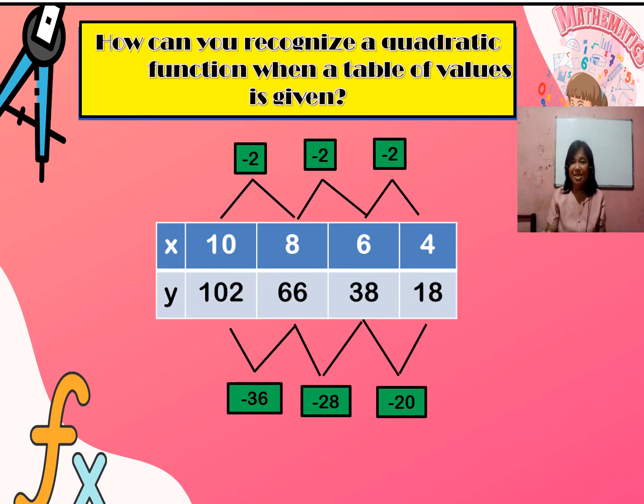Now, proceed tayo kasi hindi naman siya equal. So, pwede ka pang mag-proceed kasi wala ka pang idea whether it's a quadratic function or not. So, proceed with negative 20 minus negative 28. It's 8. Negative 28 minus negative 36 is also 8. So, therefore, dahil equal yung differences natin sa second order, meron tayong quadratic function pa rin.